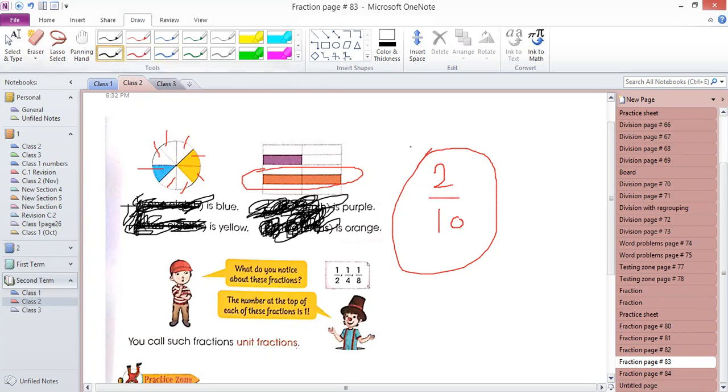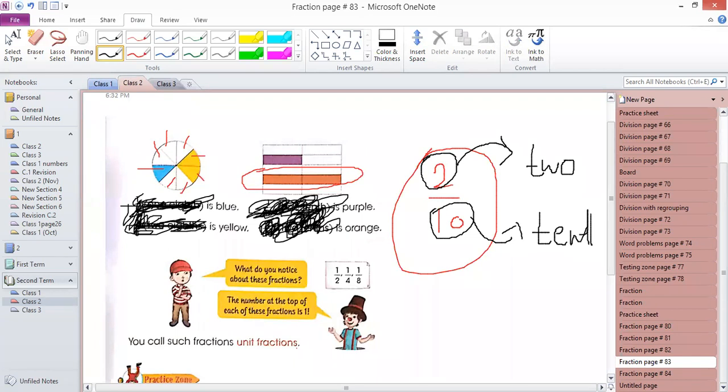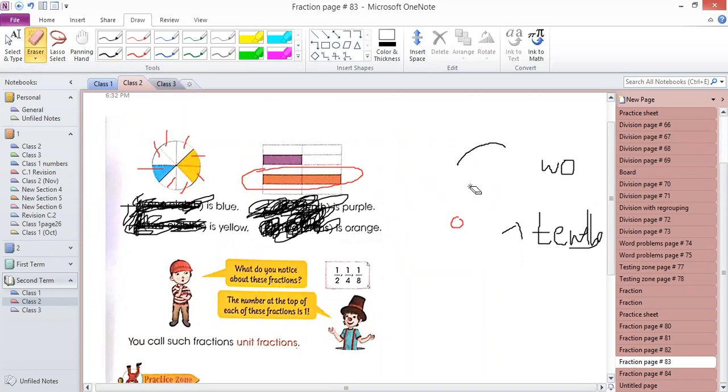I told you, you can read it. Read the numerator as a cardinal number and the denominator as an ordinal number. So the cardinal number of 2 is 2, right? And the ordinal number of 10 is 10th. So you will read it as 2 tenths. Okay, it will be read as 2 tenths.